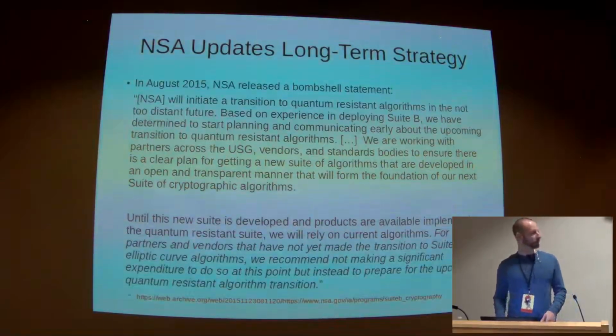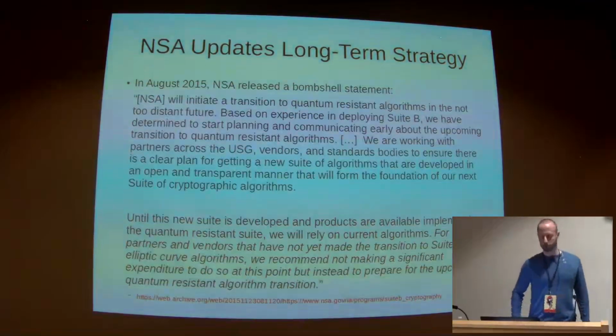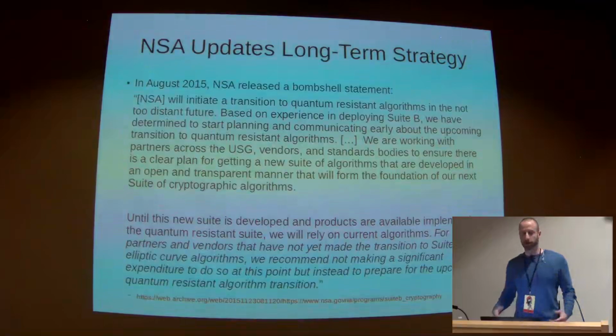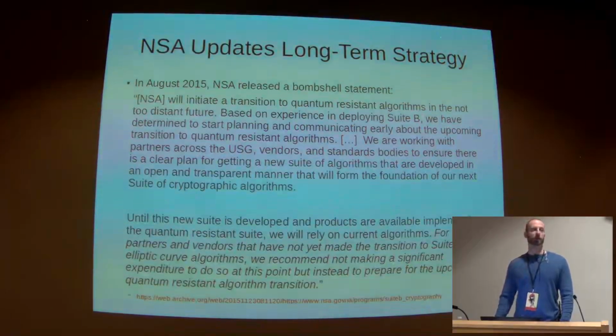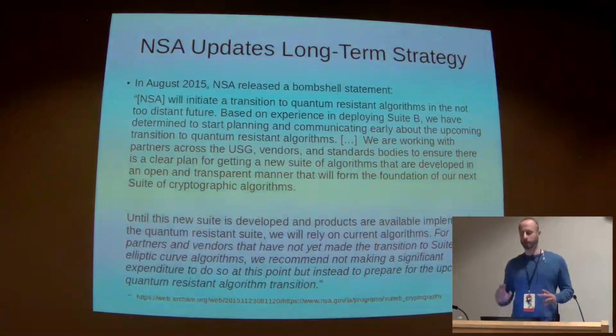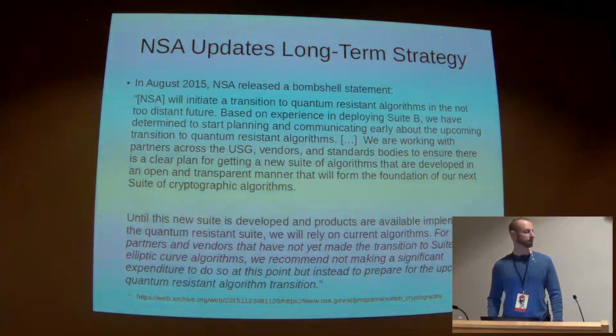In August 2015, the NSA released this big bombshell of a statement, and I'll summarize it. Basically what had happened is that for 2 decades, NSA was strongly pushing ECC for US government use. And suddenly they said, thanks for migrating from traditional crypto to ECC. Thank you for going along with that, for putting in all the effort. But at this point, we don't want you to continue doing that anymore. Just wait and save your money and wait for us to come out with post-quantum resistant algorithms.